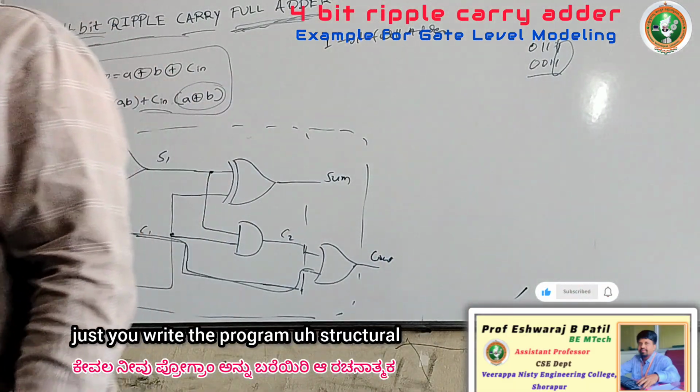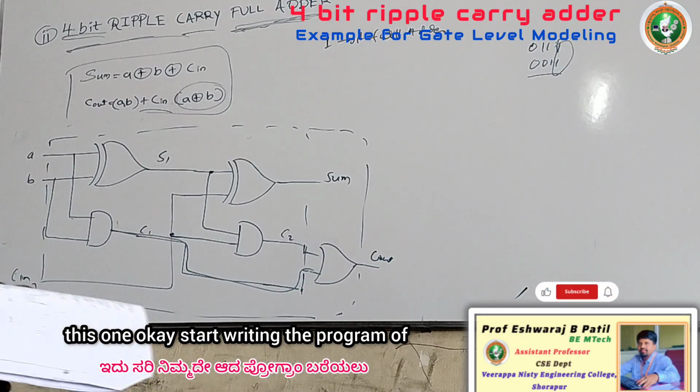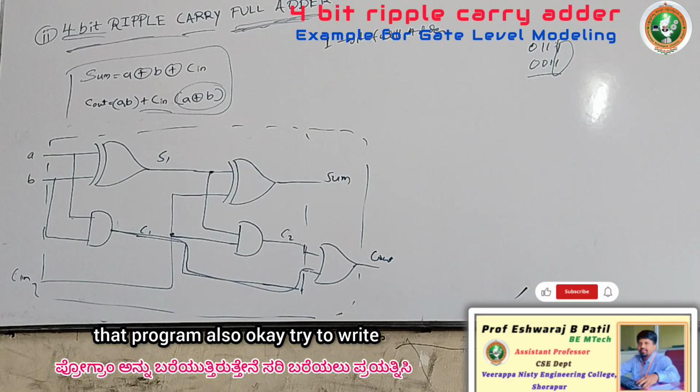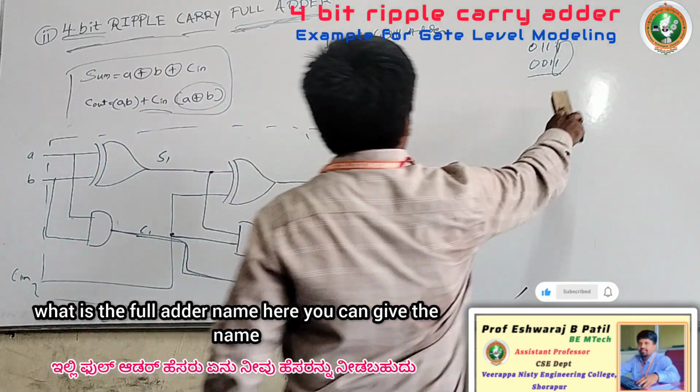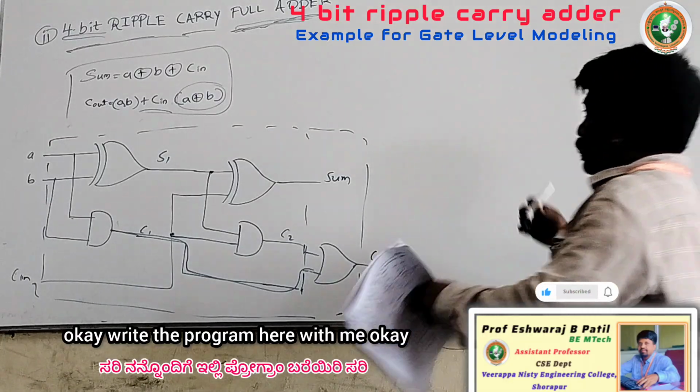Write the program, a structural or gate level model for this structure. Start writing the program on your own. Try to write, I'll be writing that program also. What is the full adder name here? You can give the name. Write the program here with me.